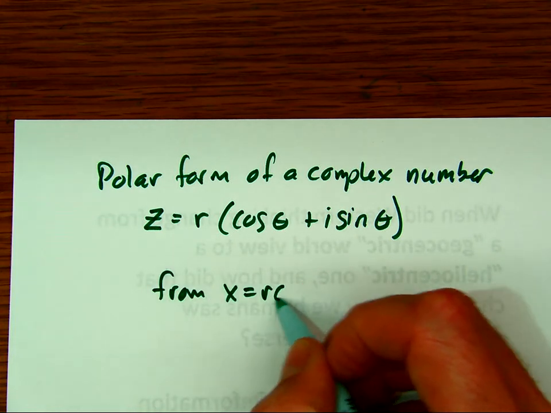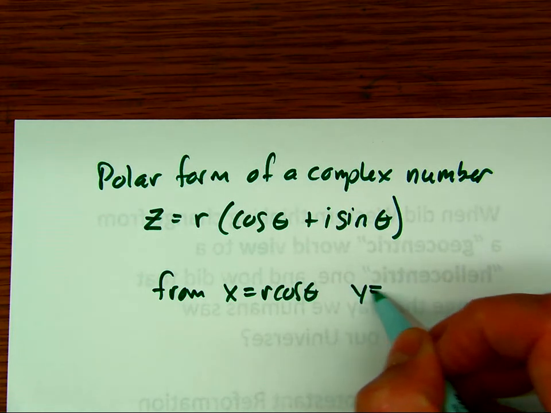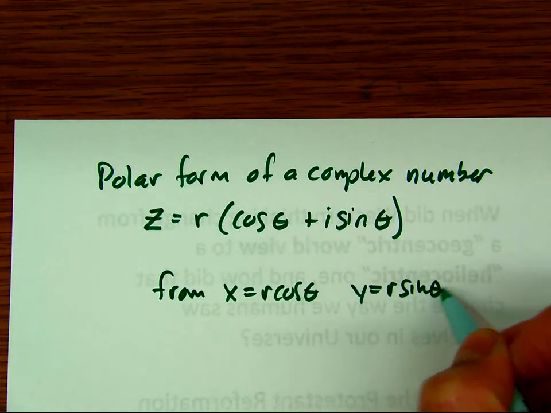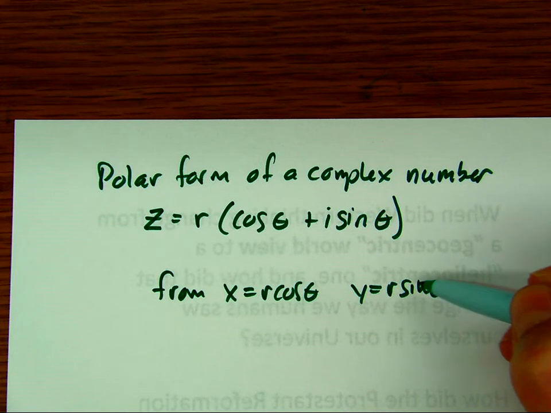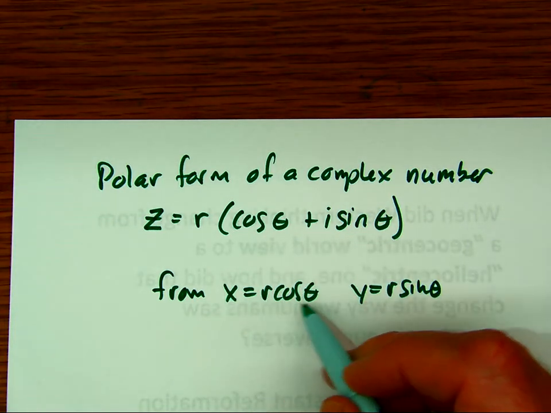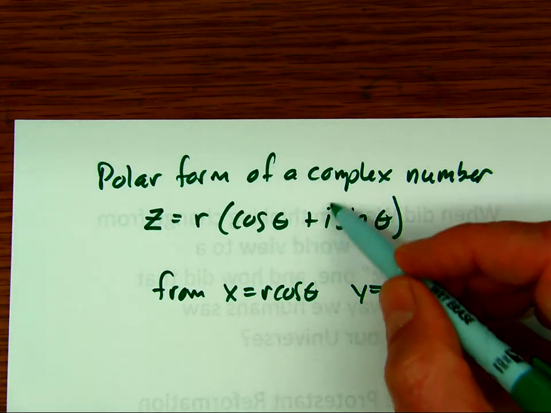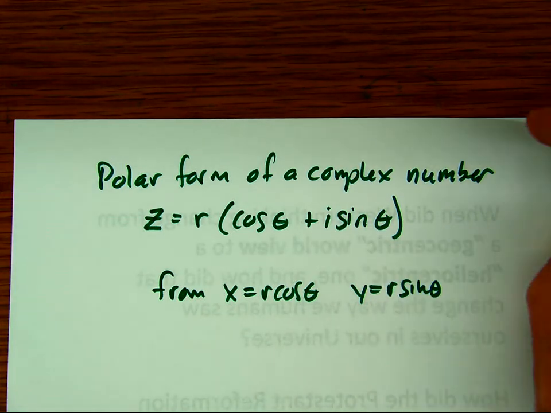It's the same, it comes from or is related to x equals r cosine theta, y equals r sine theta. We saw this with polar coordinates, and if we want a vertical distance, we just go r sine theta. If we want a horizontal distance, we'll go r cosine theta. The i just has to be there because we're talking about a complex number.